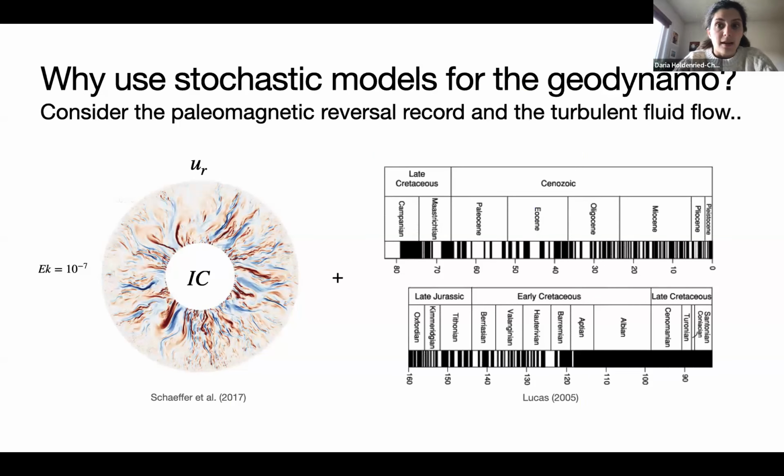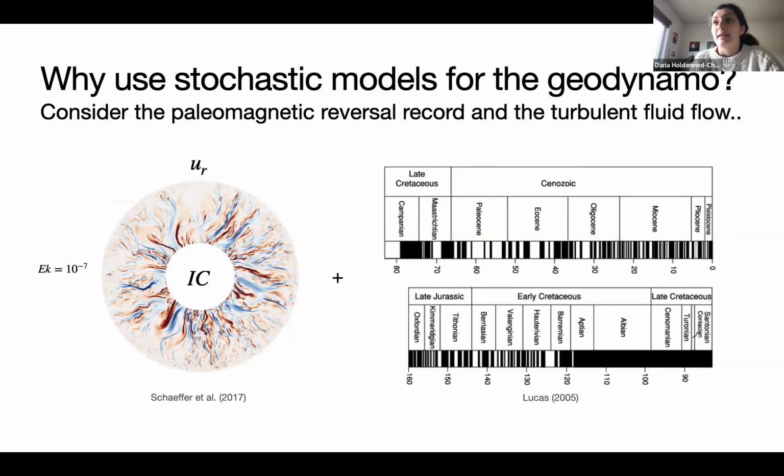So why do we think it's relevant to use stochastic models for the geodynamo? Well, if we look at the fluid flows that we see in the dynamo models that we're pushing more and more towards Earth-like, we see that those flows are already quite turbulent, and we expect that as we push them even more towards Earth-like conditions, they should become even more turbulent. And turbulence has been studied using stochastic models for quite a while.